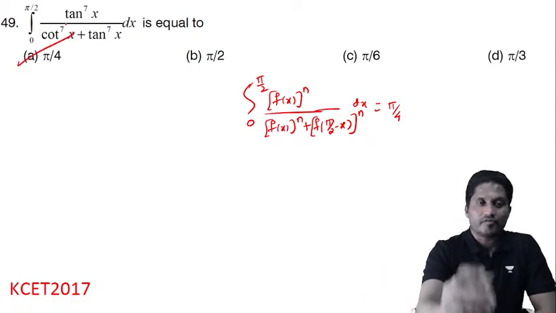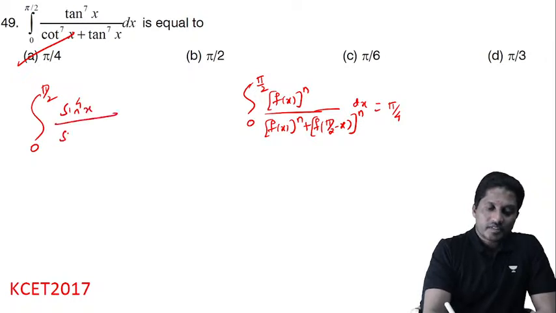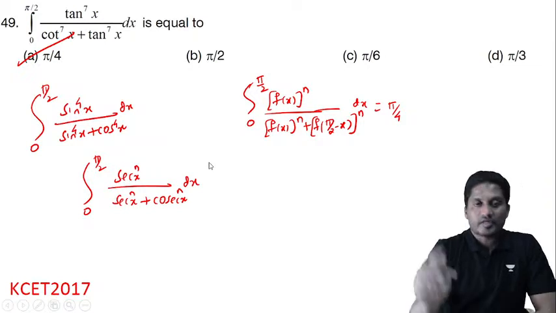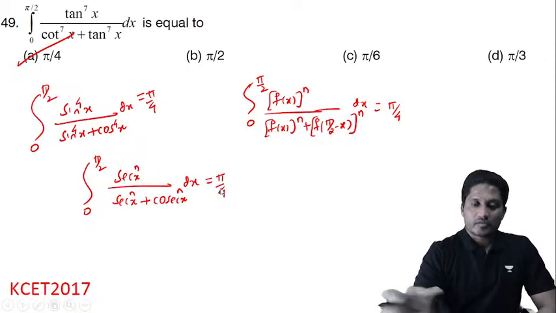In NCERT only 4 questions are there. Suppose I have 0 to pi by 2, sin power 4 x divided by sin power 4 plus cos power 4. Right, answer is pi by 4. Similarly, if I have 0 to pi by 2, sec x to the power of n divided by sec x to the power of n plus cosec x to the power of n, with any power, answer will be equal to pi by 4 only. With any power, answer should be pi by 4 only.